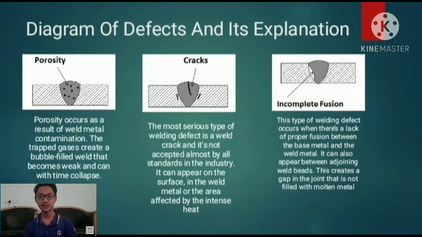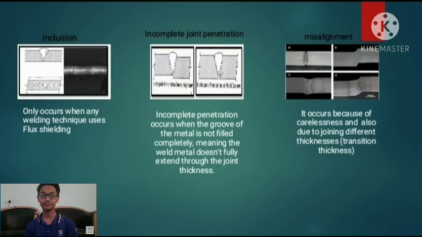Next, we have cracks. The most serious type of welding defect is cracks, and it is not accepted almost by all industry. It can appear on the surface in weld metal or the area affected by the intense heat. The last picture in this slide is incomplete fusion. This type of welding defect occurs when there is a lack of proper fusion between the base metal and the weld metal. It can also appear between adjoining weld beads. This creates a gap in the joint that is not filled with the molten metal.